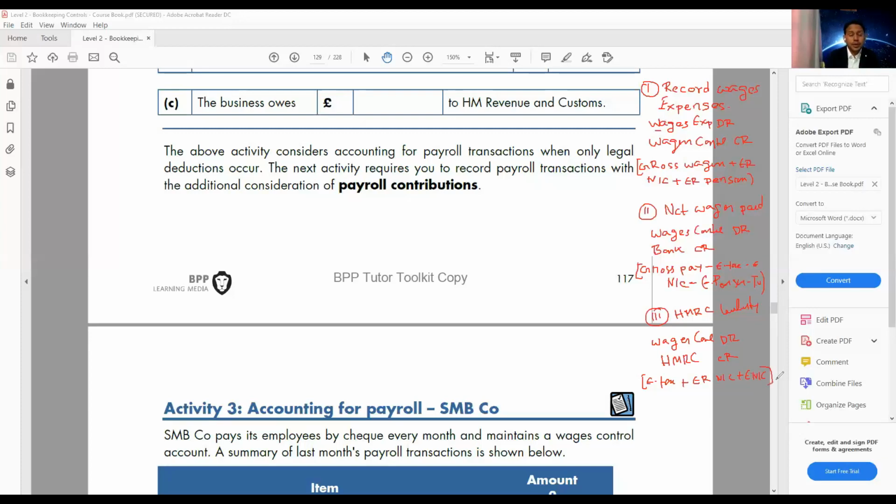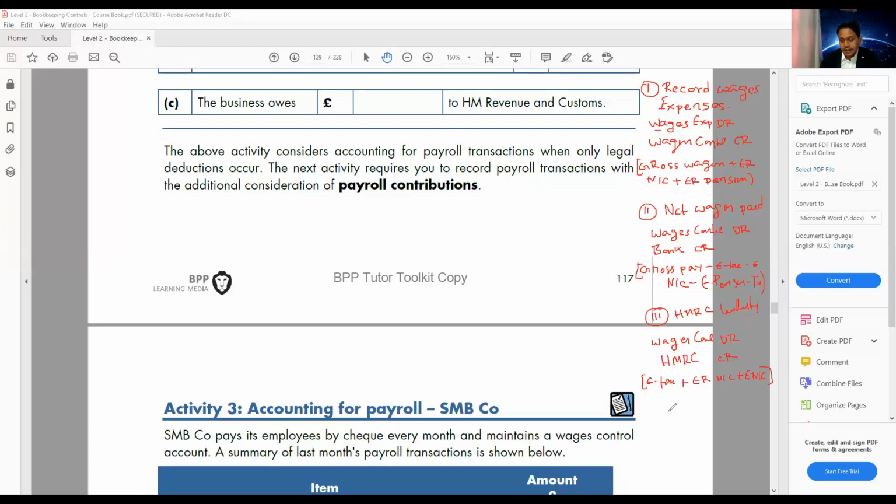So the simple way you can remember that: two national insurance, one tax. Two national insurance, one for the employee and one for the employer, and tax for the employee. These three go to HMRC. Remember, pension contribution never goes to HMRC. Pension contribution always goes to the pension authority.